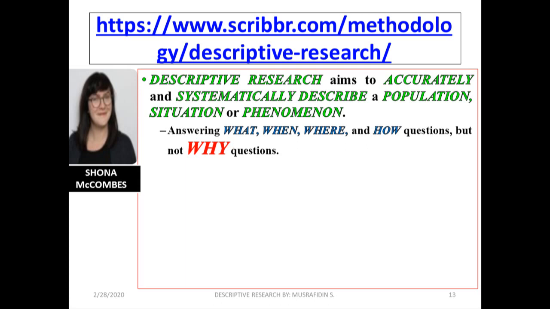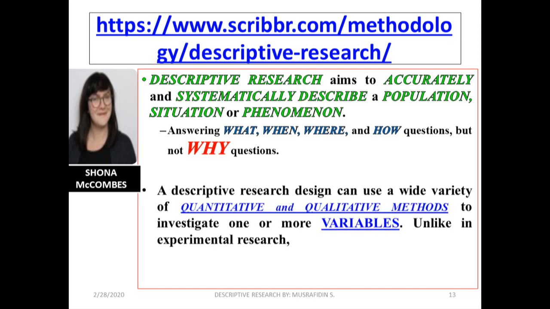Descriptive research focuses on answering questions such as what, when, where, and how. But take a look at the red words. Descriptive research doesn't deal in answering the question why. In addition, Sona Mekombes states that a descriptive research design can use a wide variety of quantitative and qualitative methods to investigate one or more variables.